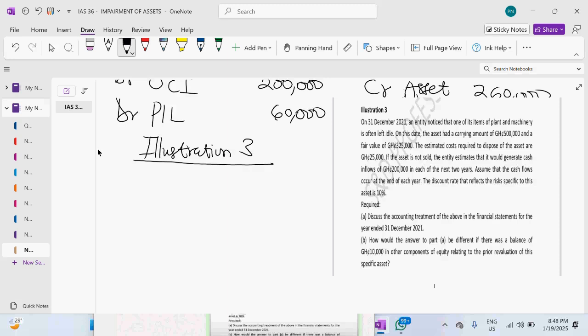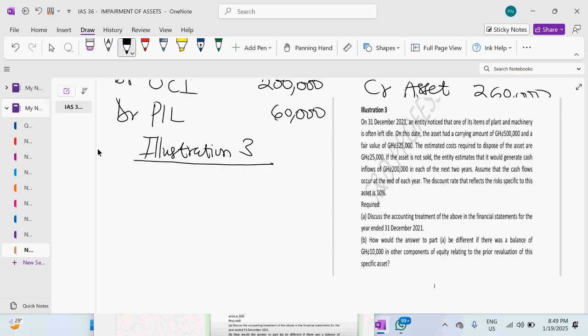Illustration 3. On 31st December 2021, an entity noticed that one of its items of plant and machinery is often left idle. On this date, the asset had a carrying amount of 500,000 and a fair value of 375,000. The estimated cost required to dispose of the asset is 25,000. If the asset is not sold, the entity estimates that it would generate cash inflows of 200,000 in each of the next 2 years. Assume the cash flows occur at the end of each year. The discount rate that reflects the risk specific to this asset is 10%.